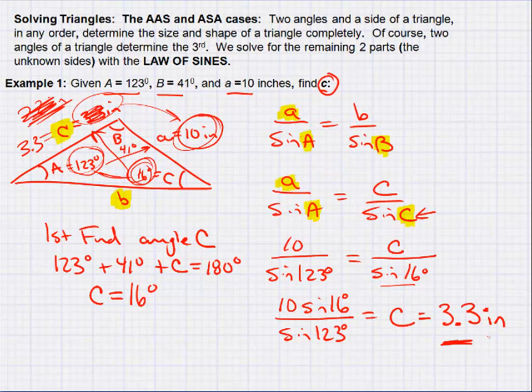We could then use law of sines to find the last piece, right? The only thing that's missing is B, side B. We found angle C, we found side C. They already had angle A, angle B, and side A. So we could do law of sines again with this equation and find angle B.